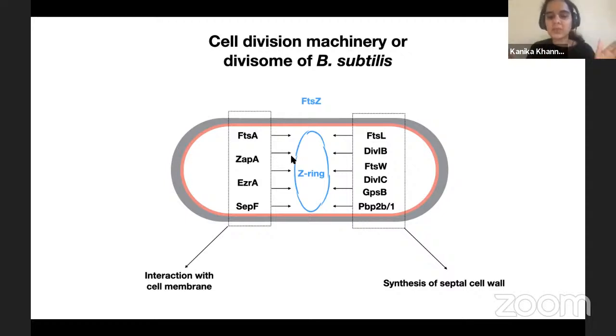You don't have to remember all the proteins for the purpose of this talk, but I'll be talking a little bit more about FtsA. What is special about FtsA is that it is an actin homolog, and it also has the ability to form filaments both in vitro and in vivo.